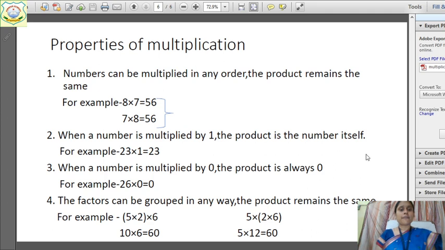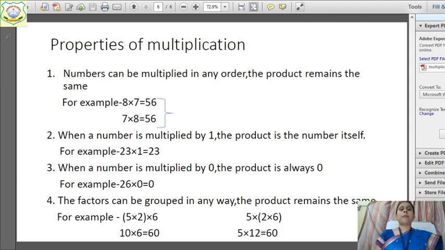Here properties of multiplication is given. We have already read it and I have explained it. Again, see the quick revision of it. Numbers can be multiplied in any order. The product remains the same. When a number is multiplied by 1, the product is the number itself. When a number is multiplied by 0, the product is always 0. The factors can be grouped in any way. The product remains the same. So this was it. Today we have learnt about multiplication.